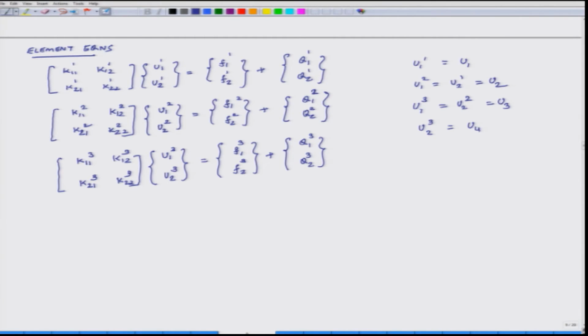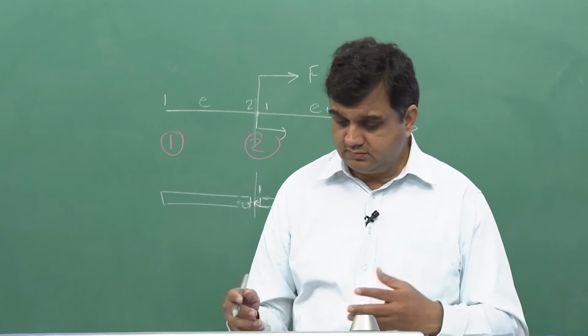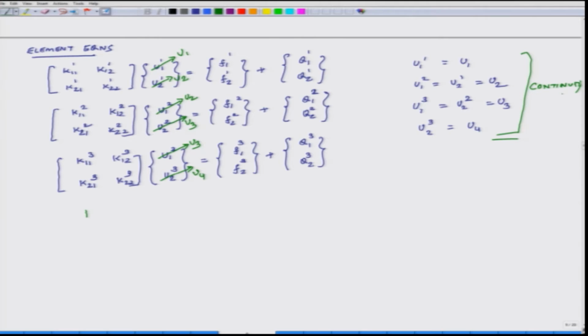So, the first thing we do is we replace them: U1, U2, U2, U3, U3 and U4. Once we have done this, we have enforced continuity. Okay. The next step is that we have to do the force balance. So, we have enforced continuity, now force balance.